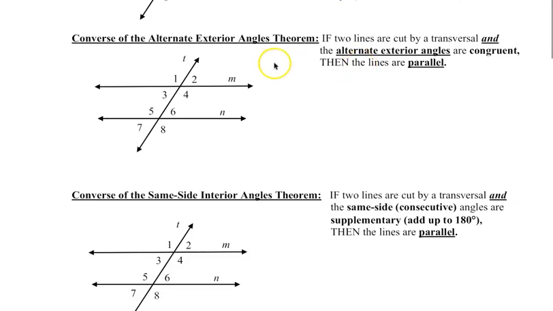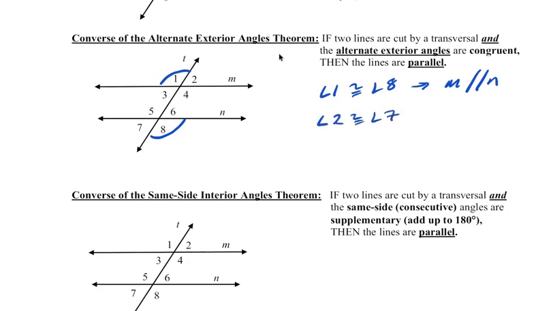And then the alternate exterior angle theorem. Remember, alternate, and they're on the exterior, so these guys. If I could show angle 1 is congruent to angle 8, then that shows that M is parallel to N. So I tried to do a nice one that time. I also go for angle 2 with angle 7. Those are also all exterior.